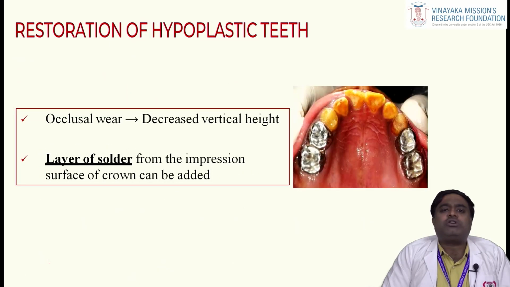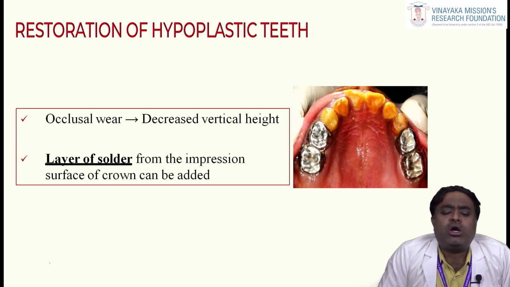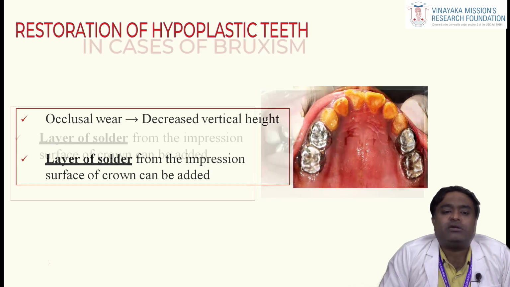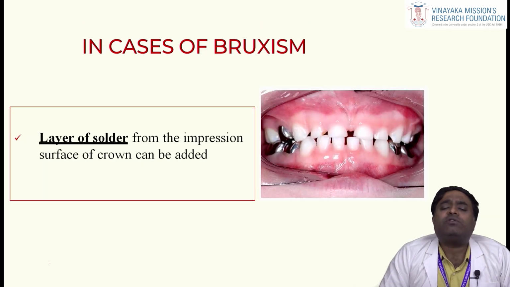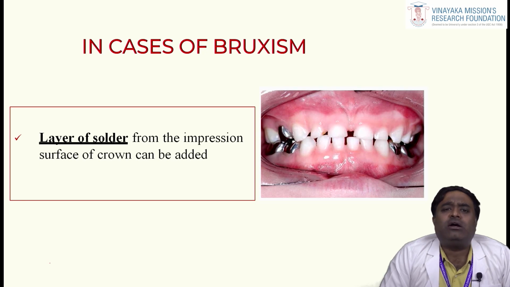Coming to the restoration of the hypoplastic tooth, in the case of occlusal wear, where there is decreased vertical height, you will have to add a layer of solder from the impression surface. In the case of bruxism also, we will add a layer of solder from the impression surface of the crown.